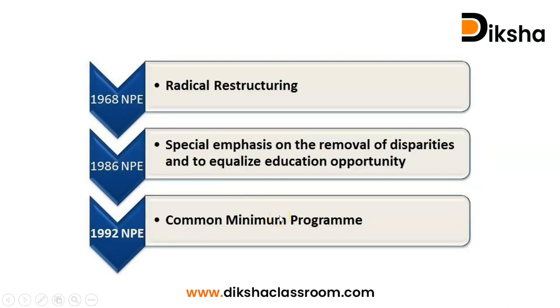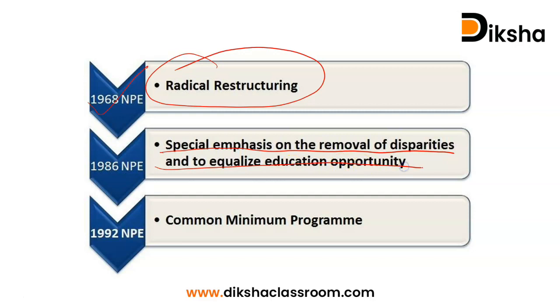So if we describe the national education policies in simple words, we can say that the policy of 1968 can be referred to as a policy of radical restructuring, the policy of 1986 can be referred to as giving special emphasis on the removal of disparities and equalizing education opportunities, and the national policy on education of 1992 can be referred to with the common minimum program.